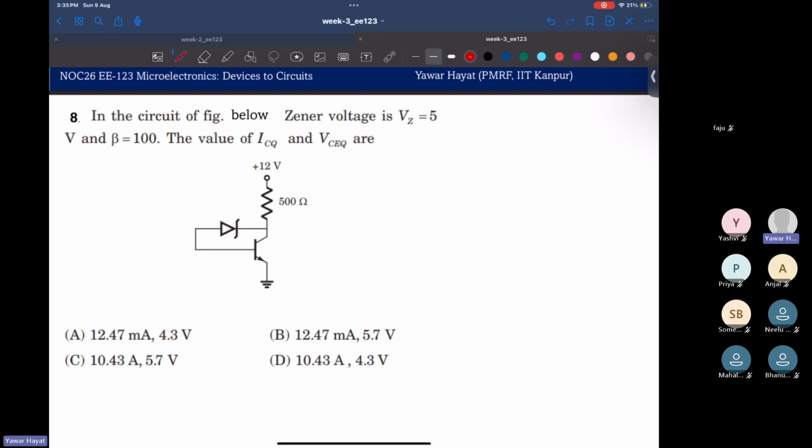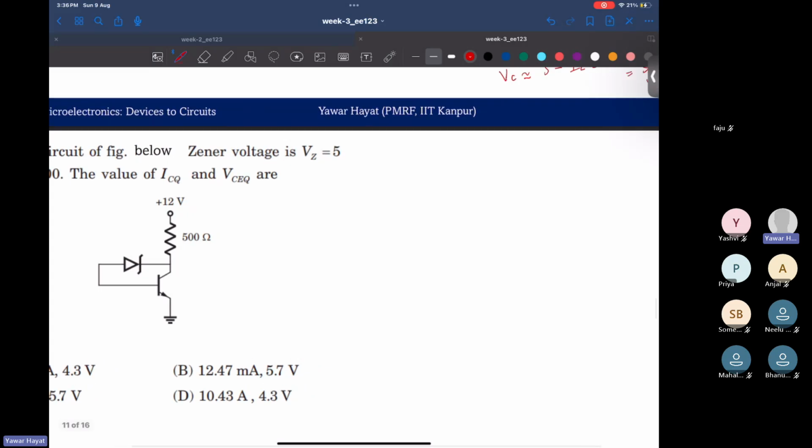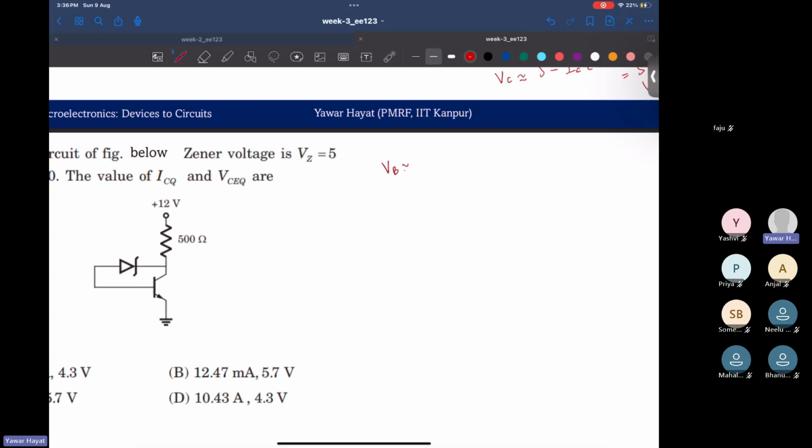I mean, we need to first determine what this Zener diode fixes, right? So what is base voltage here? Your emitter is grounded, right? So how much should the base voltage be? Maybe VBE is 0.7, right? So how much is VB? 0.7. Yeah. So VB would be 0.7, yes.